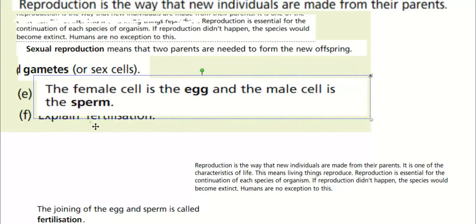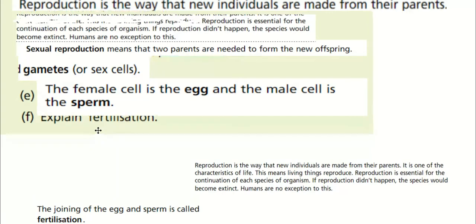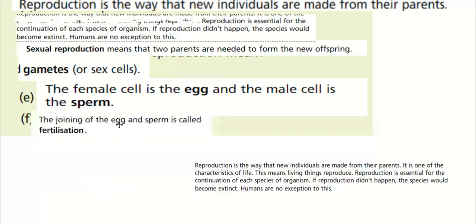Next one after that, explain what fertilization is, the last question, that's F. The joining of the egg and the sperm is called fertilization. So that's the answer to part F. Alright guys, so that's part 1 done.